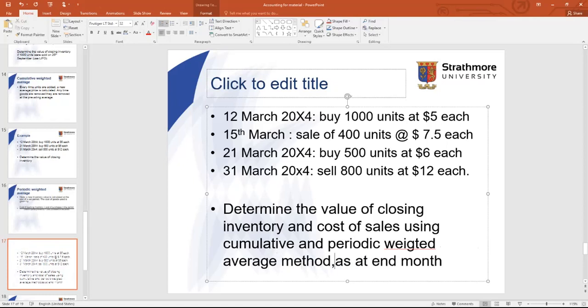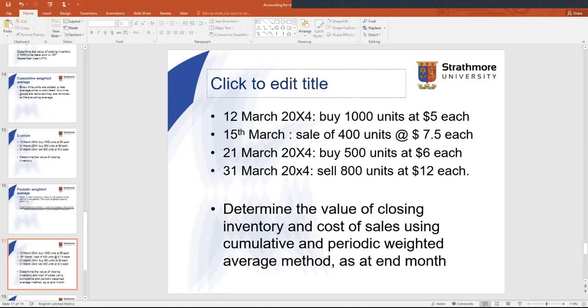Average method. Okay, so it's just the same example. The only thing I've done here is add a sale made on the 15th of March of 400 units. So we want to get the value of the closing stock and the value of the cost of sale using the two methods, the periodic and the cumulative.